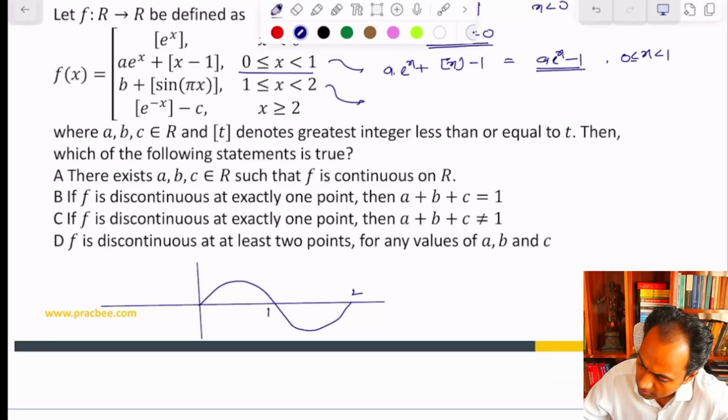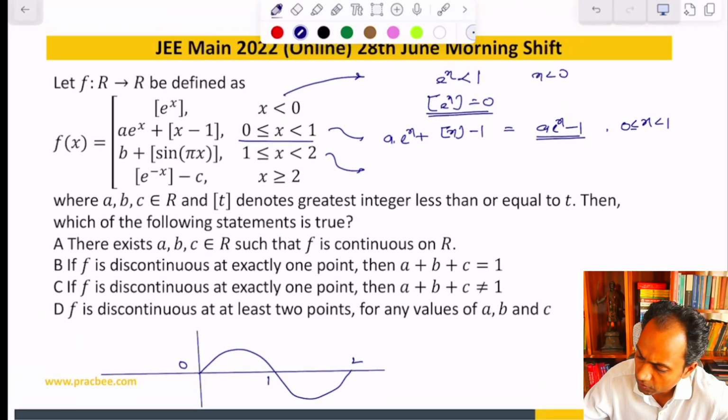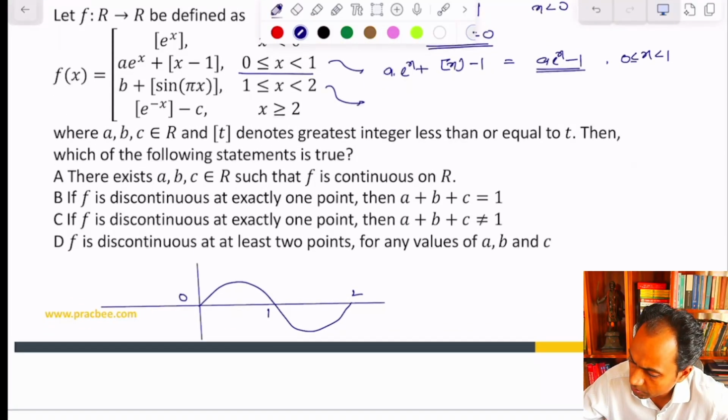So this is 1, this is 2, this is 0. If I am looking for values between 1 and 2, 1 included, you can see that between 1 and 2, it is negative, except the value at 1, where it will become 0. And after that, if you take any value, it becomes 0. So I can write it into two parts.